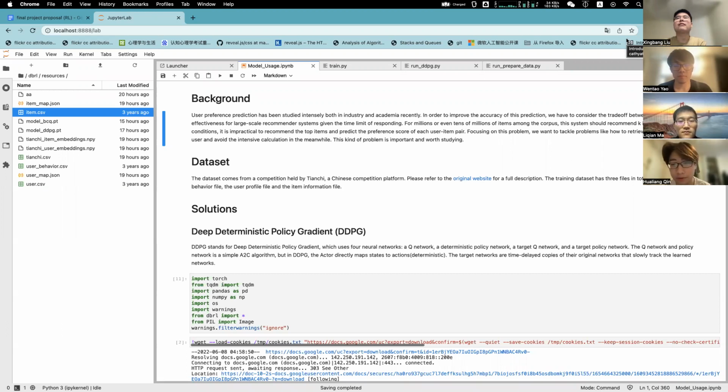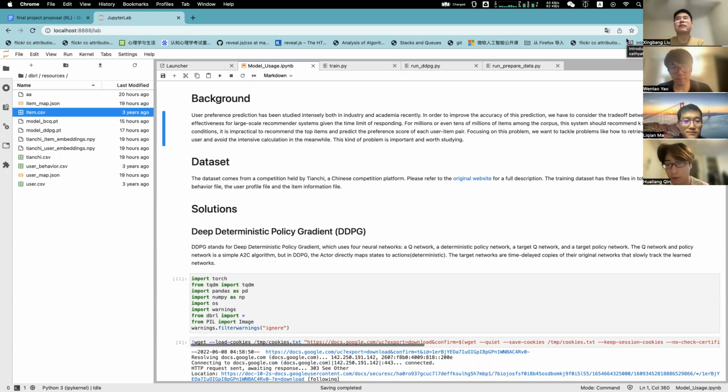In order to improve the accuracy of the prediction, we have to consider the trade-off between model efficiency and effectiveness for large-scale recommender systems, even the time limit of responding. For millions or even tens of millions of items in the corpus, the system should recommend K items, under which conditions it is impractical to predict the preference score of each user-item pair.